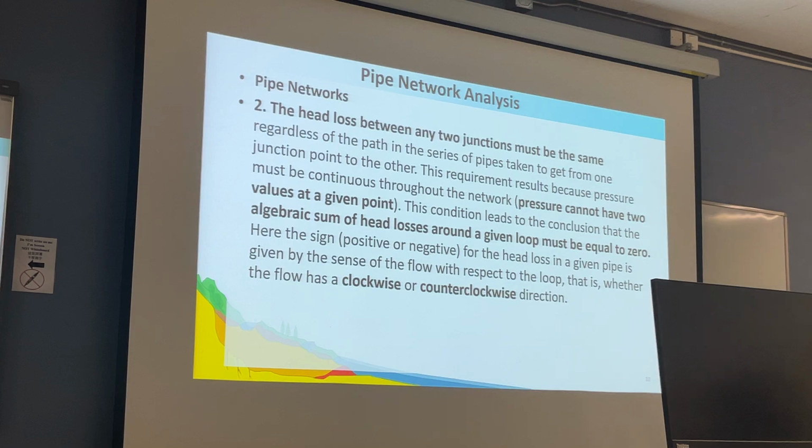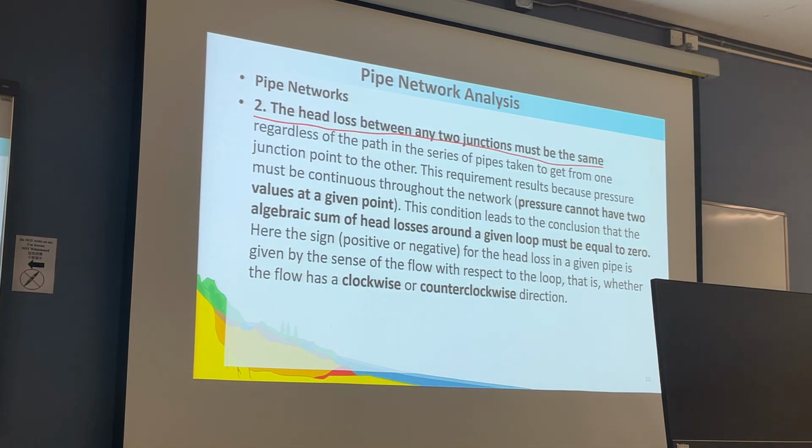The second principle, same as the parallel system: the head loss between the two junctions must be the same. No matter how complicated the network system is, there must be a connection between two junctions, so the head loss between the two junctions must be the same. This is the second principle to be followed.